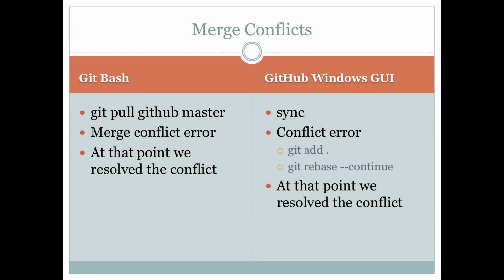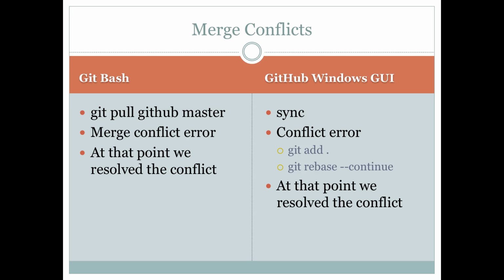At this point, you might be wondering why Git Bash behaves differently than the Windows client. That's a good question, so let's go ahead and recap what each client did. In our first demo, we were using Git Bash to resolve our merge conflicts. So what we did was we did a pull from GitHub. Git Bash gave us a merge conflict error. At this point, we were able to go into Eclipse, resolve the problem, and do another commit to save our changes. However, when we used the Windows client to resolve our merge conflict, it acted differently.